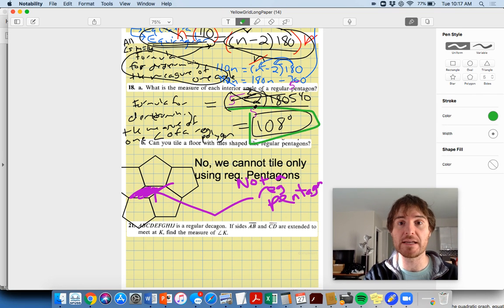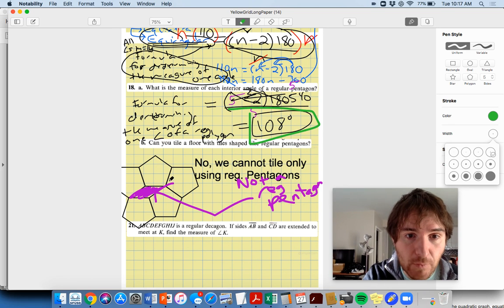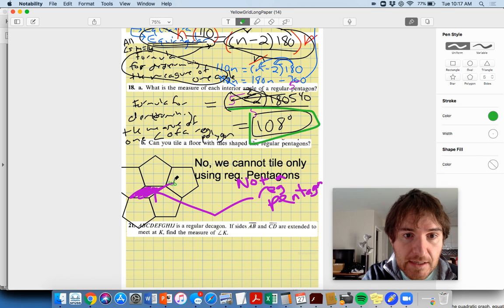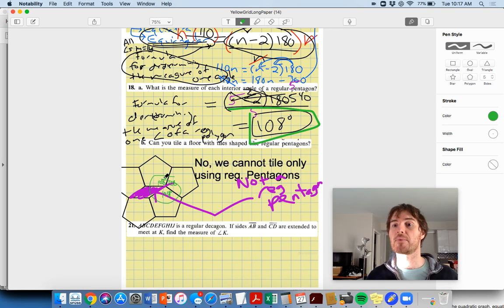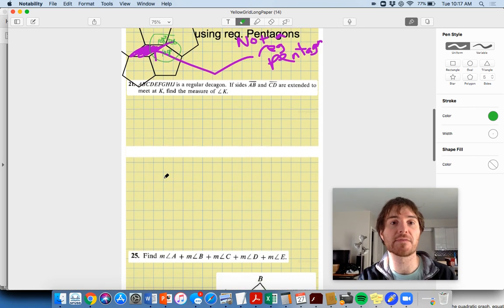Well, I got 108 degrees. Why did that then lead to the fact that, well, if this is 108 degrees, this is 108 degrees, and this is 108 degrees, why did that make it so we couldn't tile up the floor? I'll save it for you. We'll maybe go over that one tomorrow in class if you don't get it here.